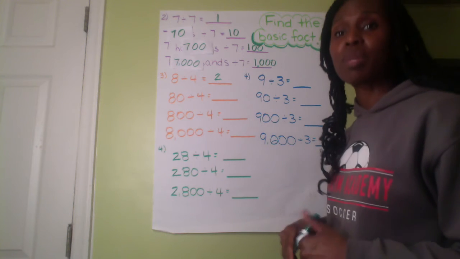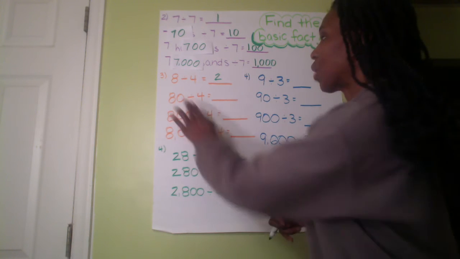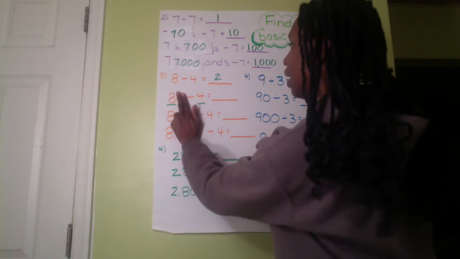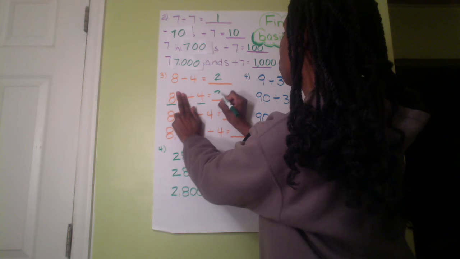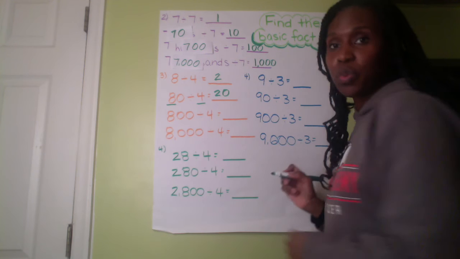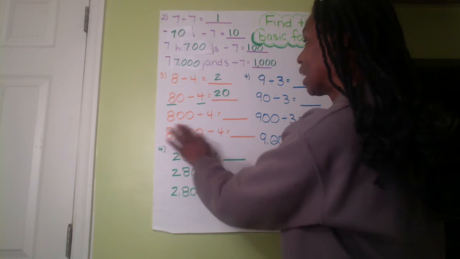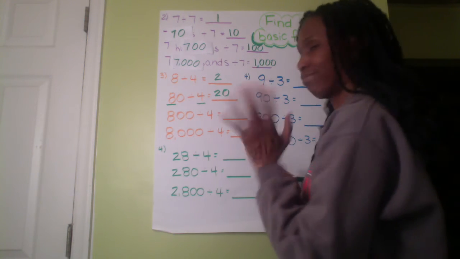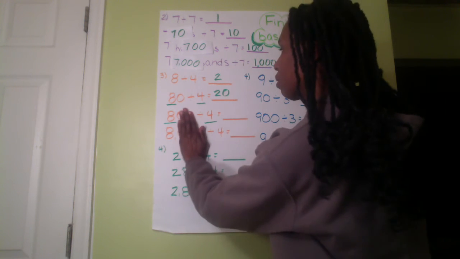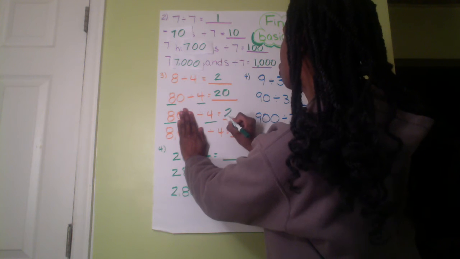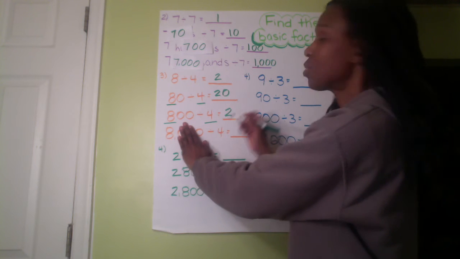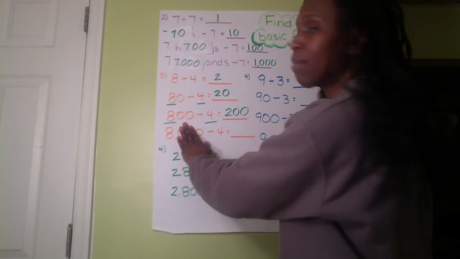Now let's start working with these multiples of 10. 80 divided by 4. First, look for the basic fact. 8 divided by 4 is still 2, but with that 0, I'm going to add it. So 80 divided by 4 is 20. For the next one, 800 divided by 4. Look for the basic fact. 8 divided by 4 is 2. I remove my hands to find 2 zeros, and I'm going to put 2 zeros right here in my answer.